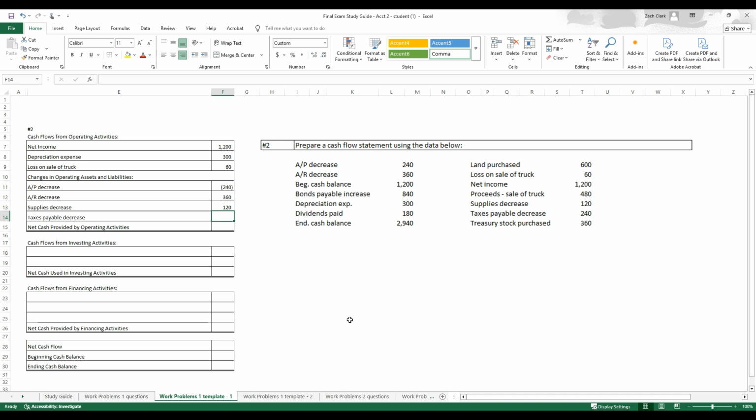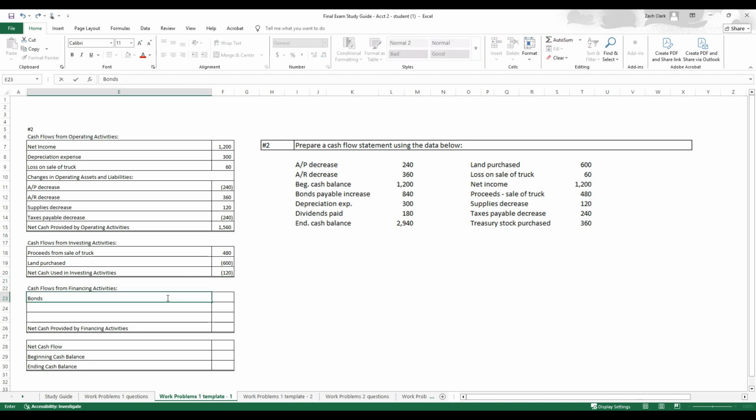Again, taxes, if payables are decreasing, pretty easy to think that through and say that's going to be subtractive. Okay, so again, we just add all those together. We get 1560 net cash provided. Then we go to cash flow from investing, and let's see, we have long-term assets or investments. We have proceeds from sale of truck of 480, and land purchased of 600. So when you purchase something, cash outflow negative kind of makes sense, hopefully.